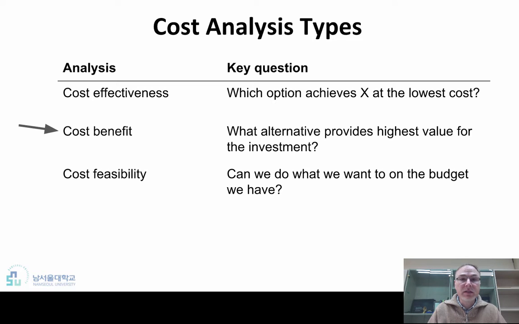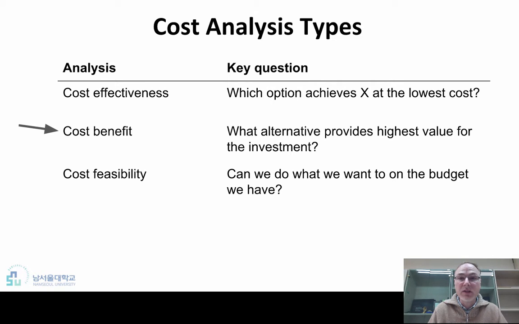So there are three types of cost analyses. There's cost effectiveness analysis, cost benefit analysis, and cost feasibility analysis. Cost effectiveness analysis is essentially the way to find out which option is the least expensive to achieve a specific outcome. So all of the policy options have to achieve the same outcome. Which one does it for the least investment?